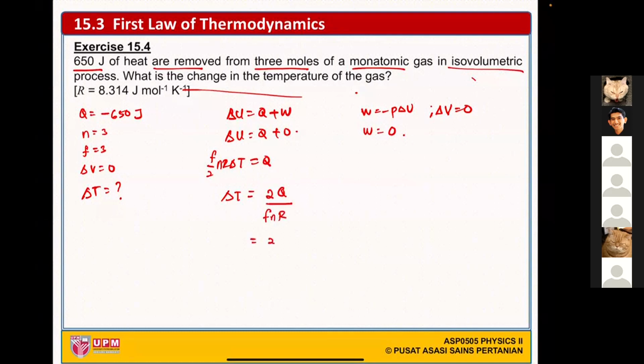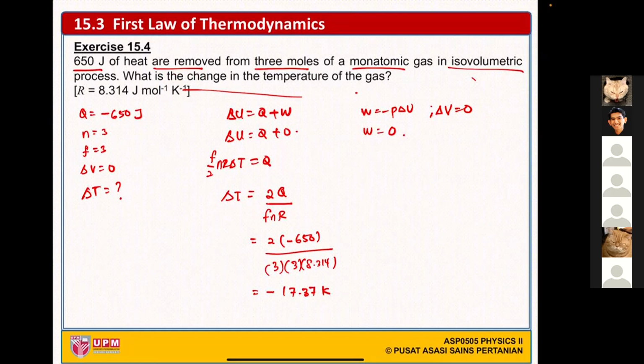Betul tak? Jadi dapatlah 2 Q. Q adalah apa? Q adalah negatif 650 divide by F adalah sama dengan 3. N sama dengan 3. R adalah 8.314. So dapat apa? The change in T. Negatif kan? -17.37, 17.37 Kelvin. Sebab apa? Kita tengok sini. Unit dekat dalam R ni adalah Kelvin. Jadi kita dapat negatif. Apa maksud negatif?